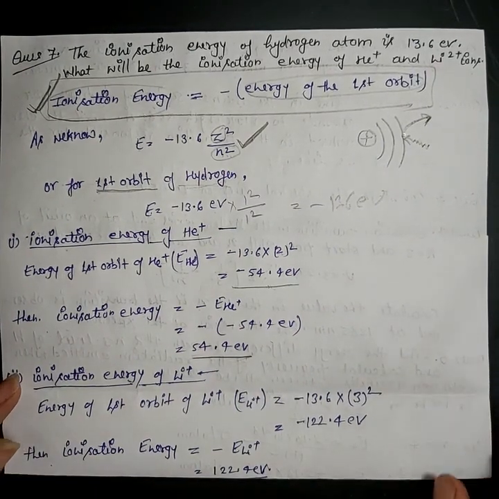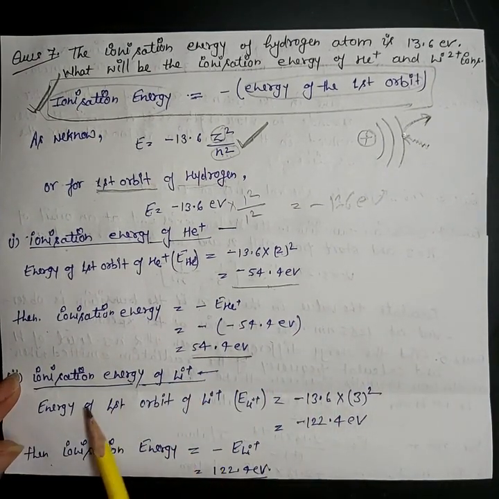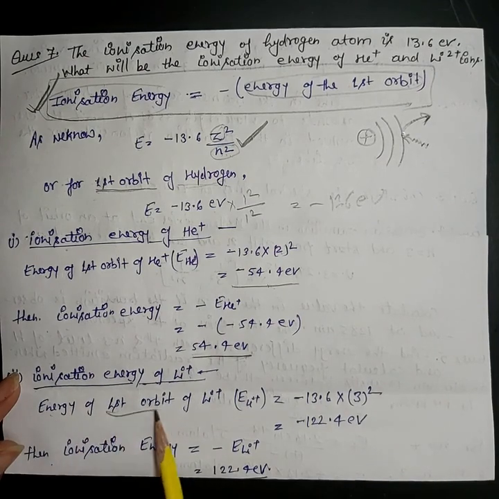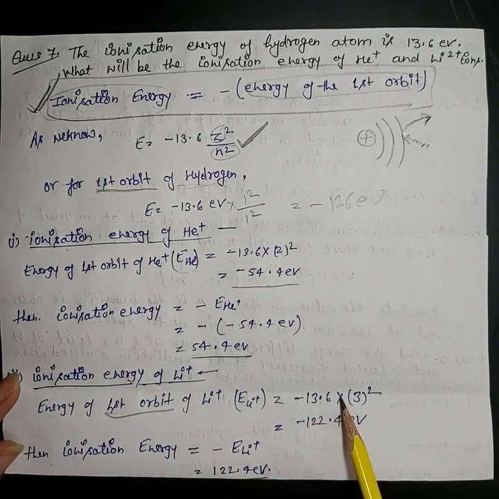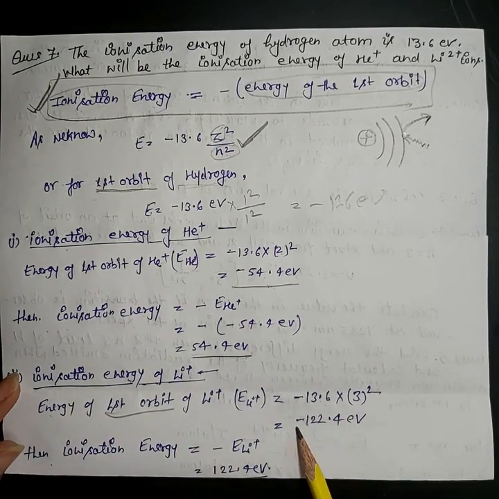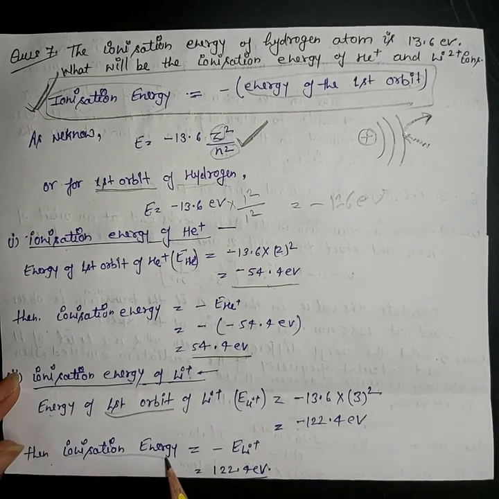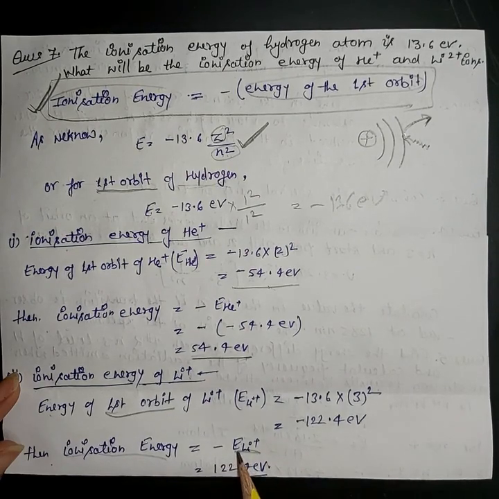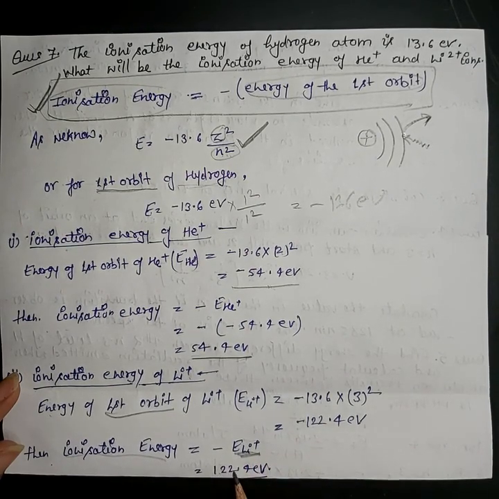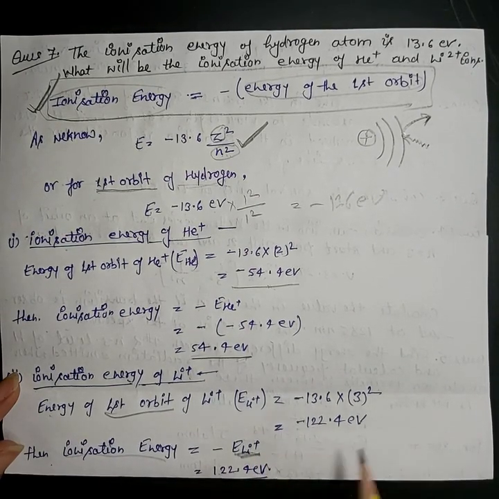Similarly, we can calculate the ionization energy of lithium. First of all, we calculate the energy of the first orbit, which is minus 13.6 into 3 square, that is minus 122.4 eV. Now the ionization energy will be equal to minus the energy of the first orbit, that is 122.4 eV. So this is how we can calculate the ionization energy.